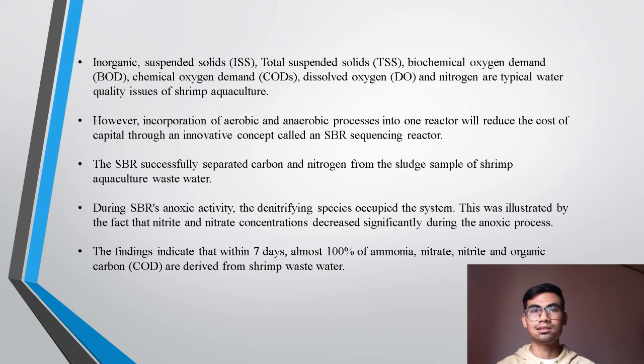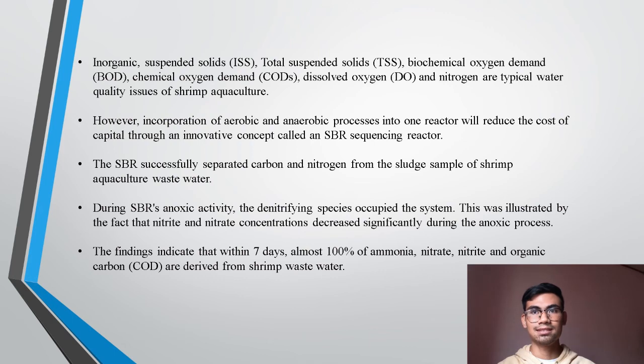During the reactor's aerobic activity, the nitrifying species occupied the system. This was illustrated by the evidence of the reduction of ammonia in wastewater sludge, for example, in our figure 1 in our methodology. This was also illustrated by the fact that nitrite and nitrate concentrations decreased significantly during the anaerobic process and reached about 5 mg in our table 5. In both aerobic and anaerobic environments in the SBR, carbon was also successfully removed.